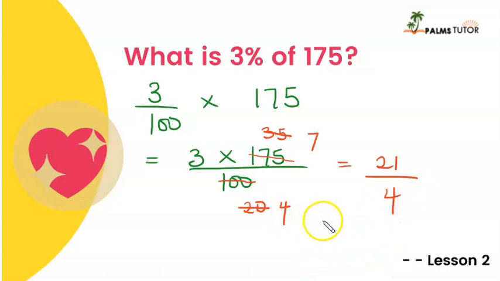So what is 21 divided by 4? If you are asked to leave your answers in decimal, you leave it in decimal. Otherwise, your answer can be left as an improper fraction or a mixed fraction, right? So 21 divided by 4, we should have 5 whole number, 1 over 4. So 3% of 175 is 5 whole number, 1 over 4.